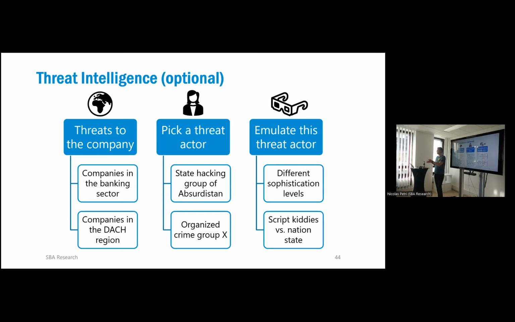You have a company that you want to do a red team engagement with, and you think about what threats there are to this company. Maybe it's a company in the banking sector. Maybe it's a company in the Germany, Austria, Switzerland region, or nowadays more important, is it a company that deals with Ukraine? Is it a company that deals with Russia? There are different threat actors that are a threat for your company. And then you pick the threat actor. It can be some APT from some nation state hacking group or a crime group, which can be, by the way, the same.